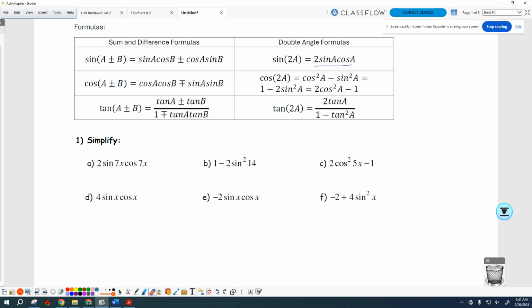Sarah, do you agree that this pattern fits this? Yeah. So, in that pattern, what matches with the A in there? 7x. Yeah. So, 2 sine A cosine A squish together to become just sine 2 times A. So this is going to squish together to become sine 2 times 7x. What is 2 times 7x? Okay. I'll be right back.